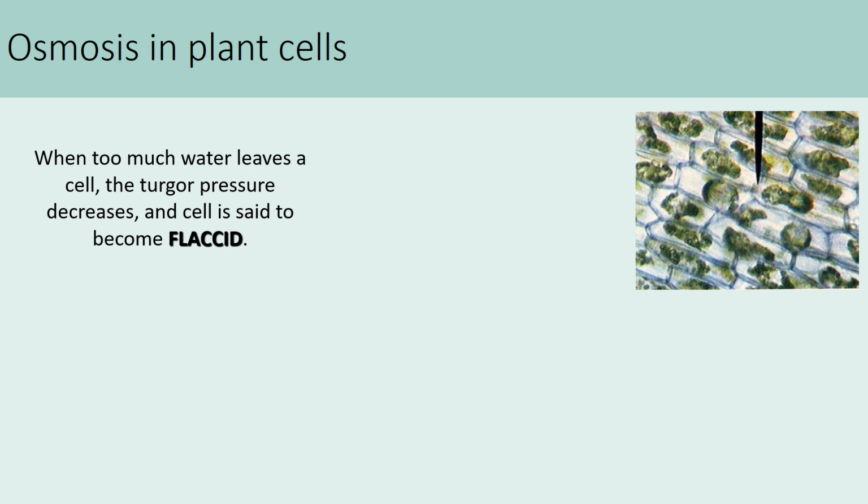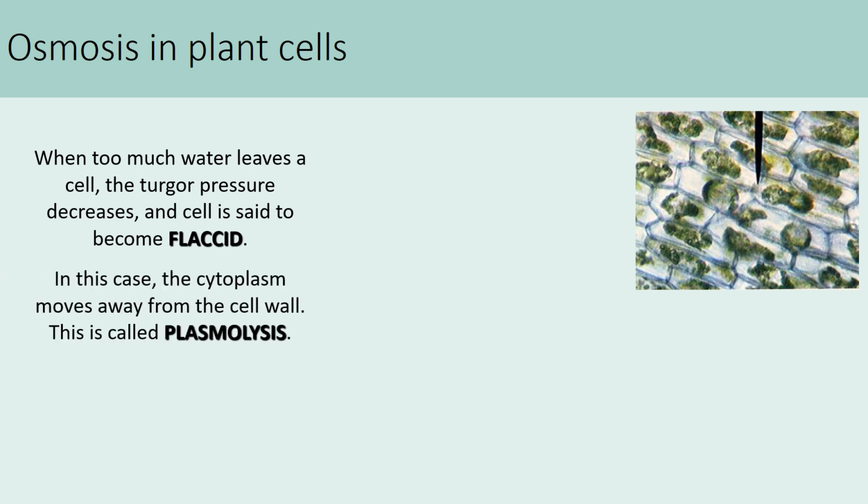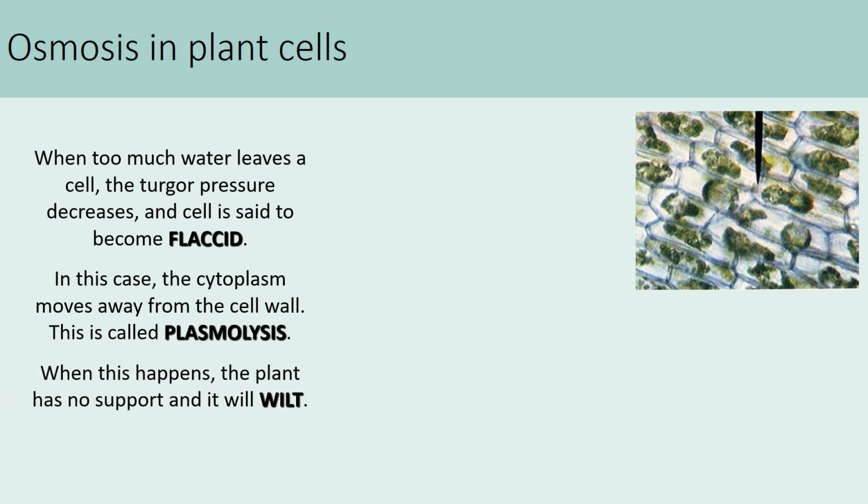Now, the opposite of that, when the water leaves the cell, as we said in the last lesson, it causes that vacuole to move away from the cell membrane. So the opposite to turgid is flaccid. So flaccid is where the water is leaving the cell. The cytoplasm moves away from the cell wall, and that's called plasmolysis. And that causes the plant to wilt.